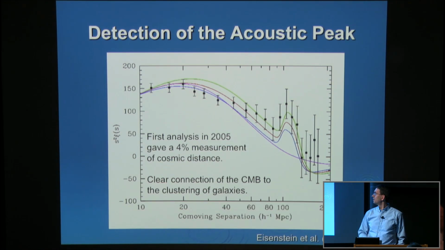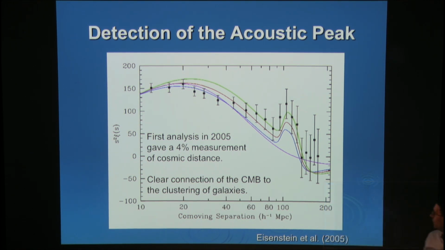And when we're done, then back in 2005, we got this first detection at a distance of 100 h inverse megaparsecs, about 150 megaparsecs. We found this extra bump in the large-scale correlations of galaxies. And this was exciting because it gave us a 4% measurement of the distance, but it also gave us a very clear connection between this beautiful physics that we're seeing in the microwave background, with all these acoustic features only 400,000 years after the Big Bang. We're now seeing the imprint of that 10 billion years later in the clustering of galaxies.